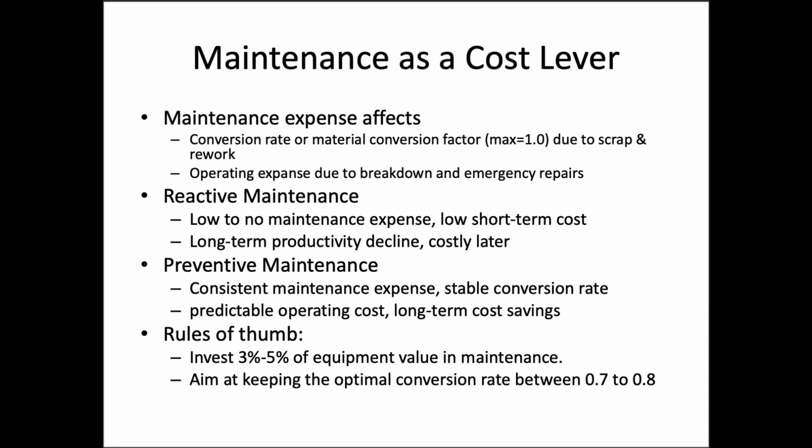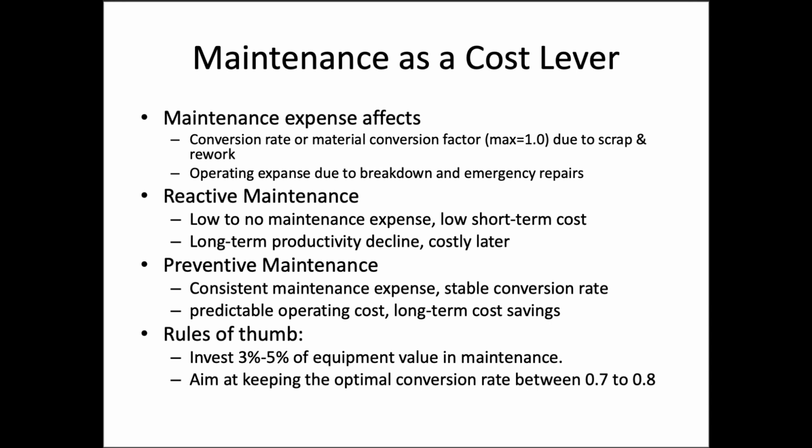In the business simulation game, the effect of scrap and rework is reflected in a conversion rate or material conversion factor, max equals 1. For example, a conversion rate of 0.7 means 1 unit of raw material only turns out 0.7 unit of finished goods. Effect of breakdown and emergency repairs is reflected in the operating expense.